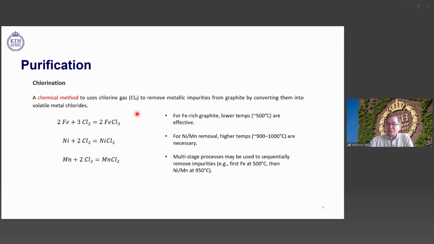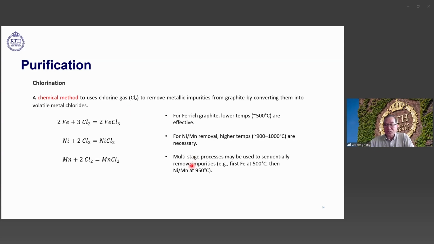Another one, in order to reduce the metals in the materials, a very big application is chlorine. Chlorination is widely used for the purification process. In principle, we mix the materials with chlorine. Through chlorination of the metals, you can reduce the temperature, then you can make this a water solution. Then you can easily remove the chlorine. So it's quite widely used. For example, iron at a low temperature, 500 degrees, is more efficient, but for nickel you have to go to a high temperature.